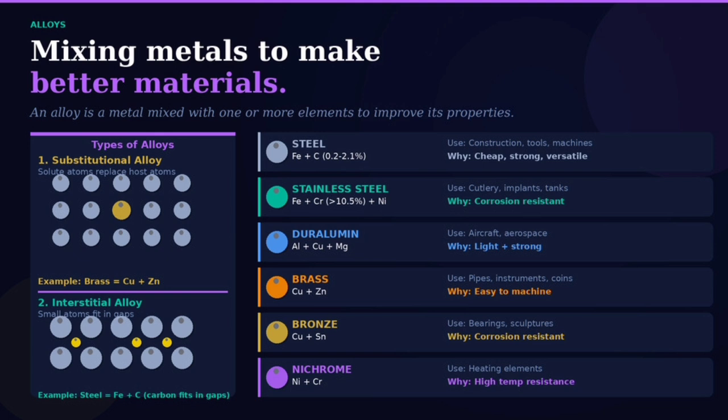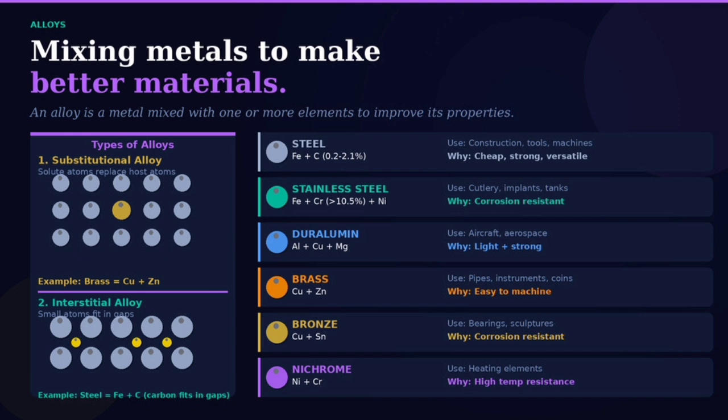So far, we have talked about pure metals, but most engineering metals are not pure, they are alloys. An alloy is a metal mixed with one or more elements to create a material with better properties than either starting element alone. There are two types of alloys. In a substitutional alloy, some host atoms are replaced by solute atoms of a similar size. Brass is a good example, copper atoms replaced by zinc atoms.